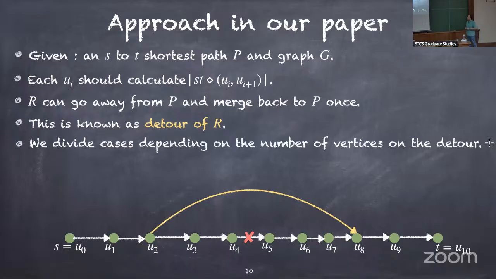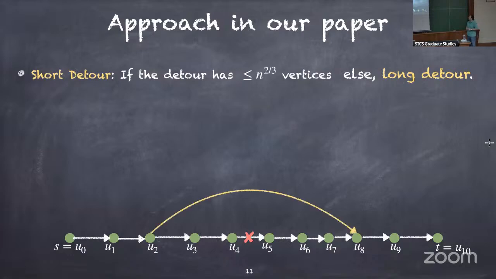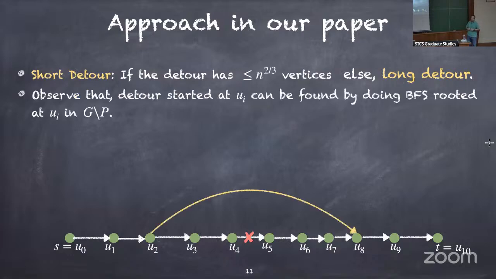Now we divide the cases depending on the number of vertices on the detour. We discuss two cases: a short detour, if the detour has at most n^(2/3) vertices, and a long detour, if it has more than n^(2/3) vertices. That is, the length of that yellow path is the number of vertices on it.